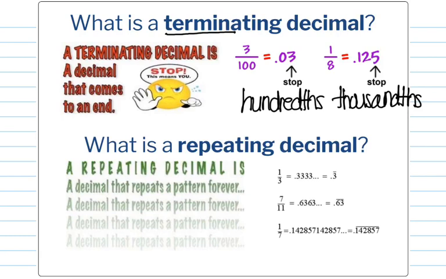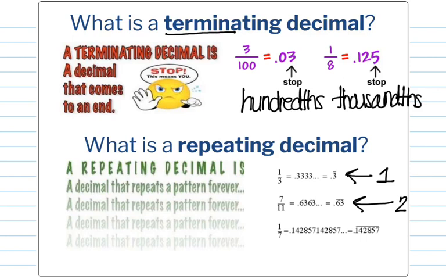Now, what is a repeating decimal? A repeating decimal is a decimal that repeats a pattern over and over and over. Sometimes, like you notice here on this first example, you only have one number that's being repeated, because 1/3 is equal to 0.3333 and so on. So I could just write it out as 0.3 bar. On your second example, 7/11 is equal to 0.6363 and so on. So notice how you have two numbers repeating.